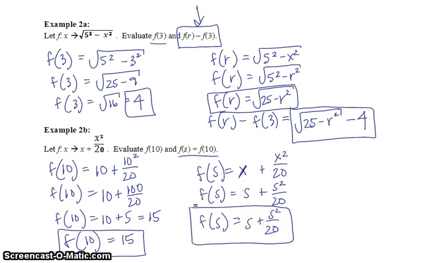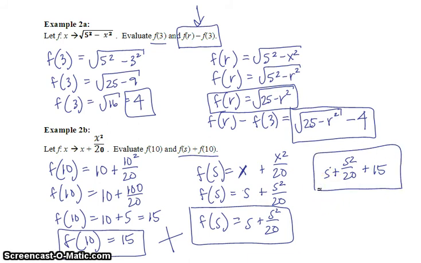But they want f of s plus f of 10. So we're just going to combine the two here. So we have f of s, we say, is s plus s squared over 20. And then f of 10 is 15. So f of s plus f of 10 is s plus s squared over 20 plus 15.